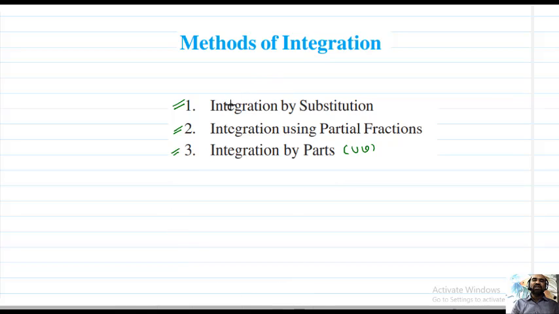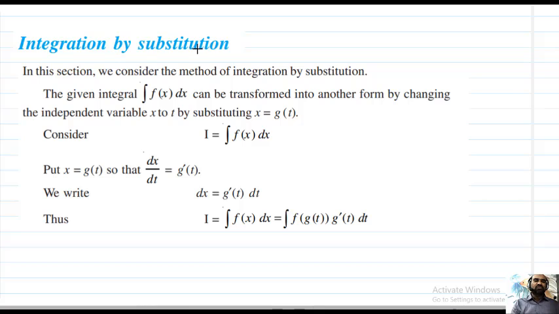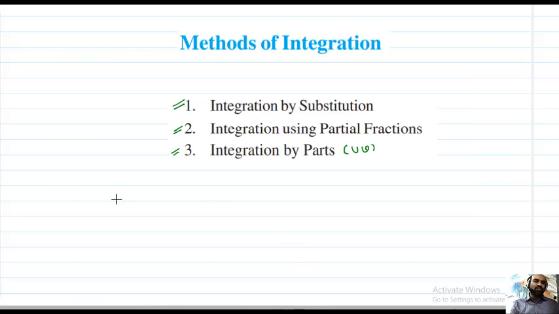Okay students, first of all, integration by substitution. What is the meaning, how to use it, I will explain now. Actually I want to explain through one example. For example, the integration of sin 3x dx. Directly you can say the answer for this is minus cos 3x by 3 plus c only.